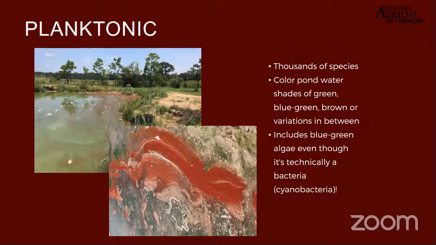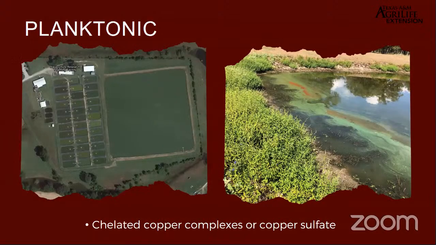So when you're going through maybe a little bit of a drought, there's not a lot of water getting in there, and all of these nutrients are being concentrated. And so that's when you will see your blue-green algae bloom. Obviously, you're going to want to treat that as soon as you see it. And with blue-green algae, since mechanical control and biological control are not options, you will treat with either chelated copper complexes or copper sulfate.